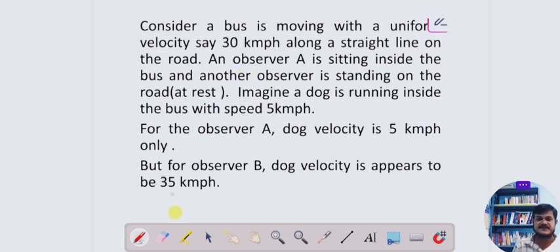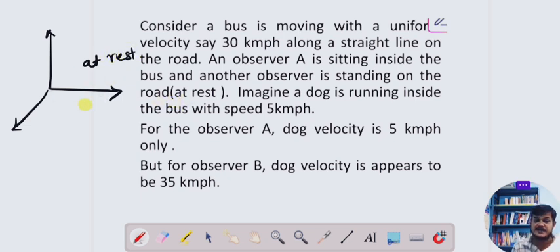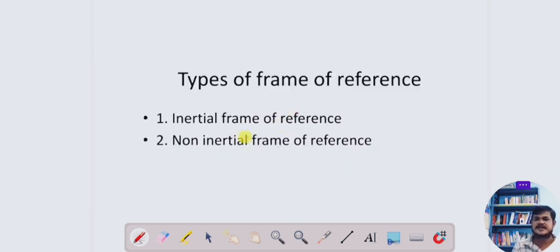Clear? The frame of reference can be anything and should be at rest or in uniform motion. The frame of reference should not be accelerating. Clear? The types of frame of reference: inertial frame of reference and non-inertial frame of reference.